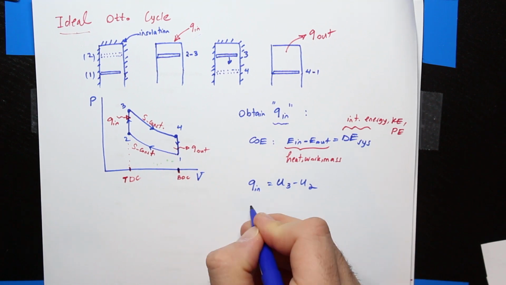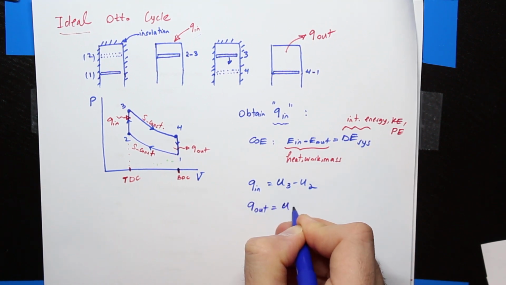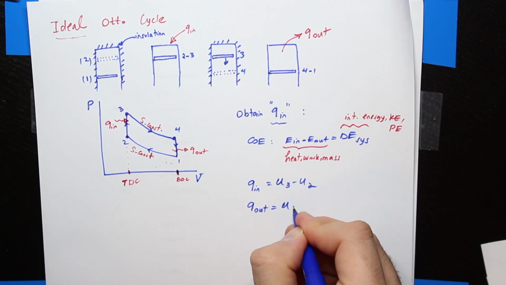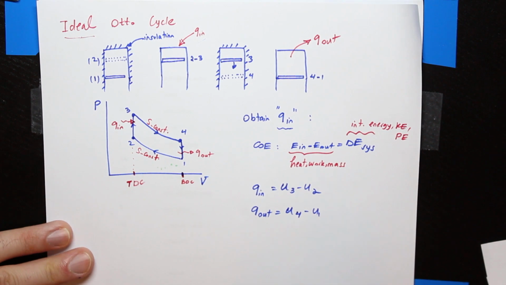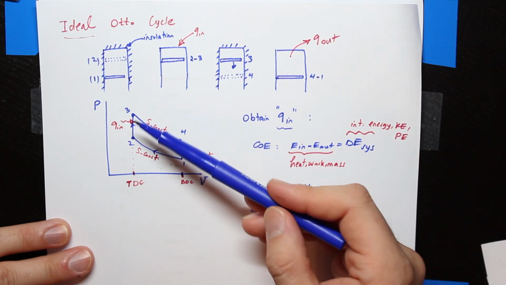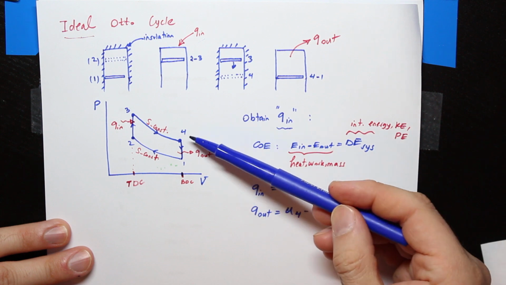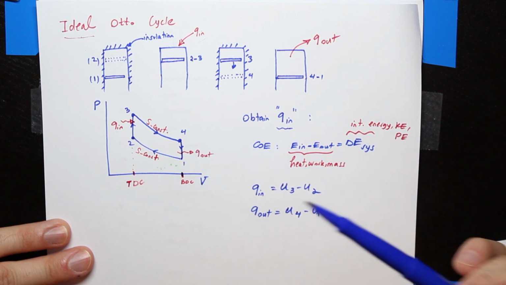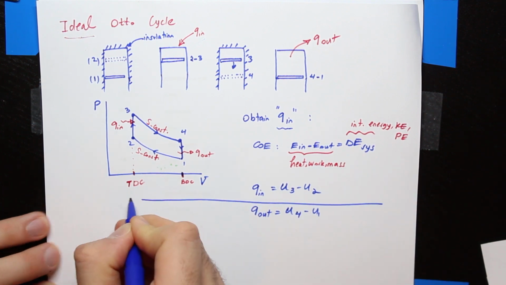Now Q out is going to be U4 minus U1. Okay, so here you may ask, how come here it is final state minus initial state, but here it is the initial state minus final state? And that's a really good question if you ask that. The reason that Q out is U4 minus U1, so let me just do it really quick.